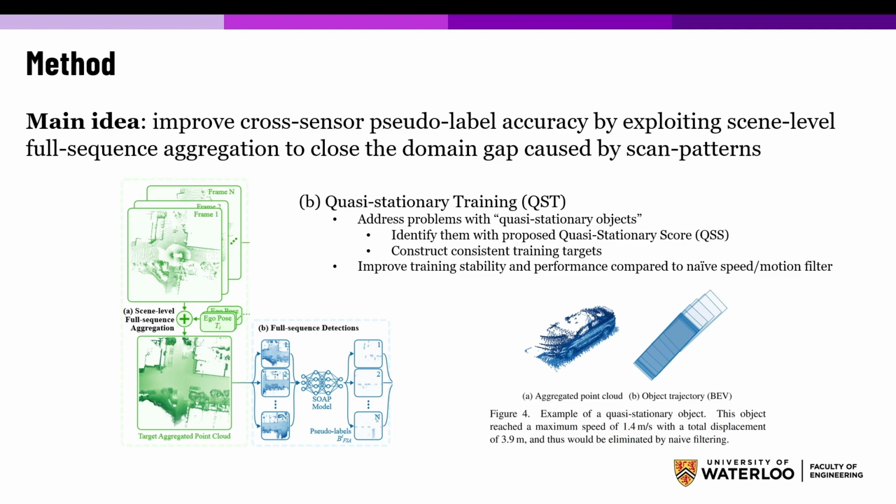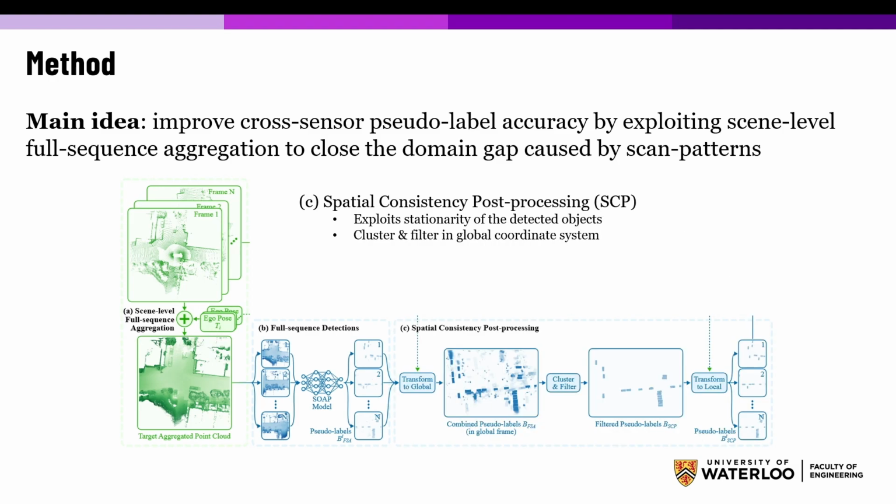Our results show that it can improve the training stability and also the performance for those stationary objects compared to a naive filtering based on speed or object motion. Next, after generating the predictions from the full sequence object detector, we propose a post-processing technique called spatial consistency post-processing, which exploits the stationarity of the detected objects by using clustering and filtering in the global coordinate system to make the detections more consistent.